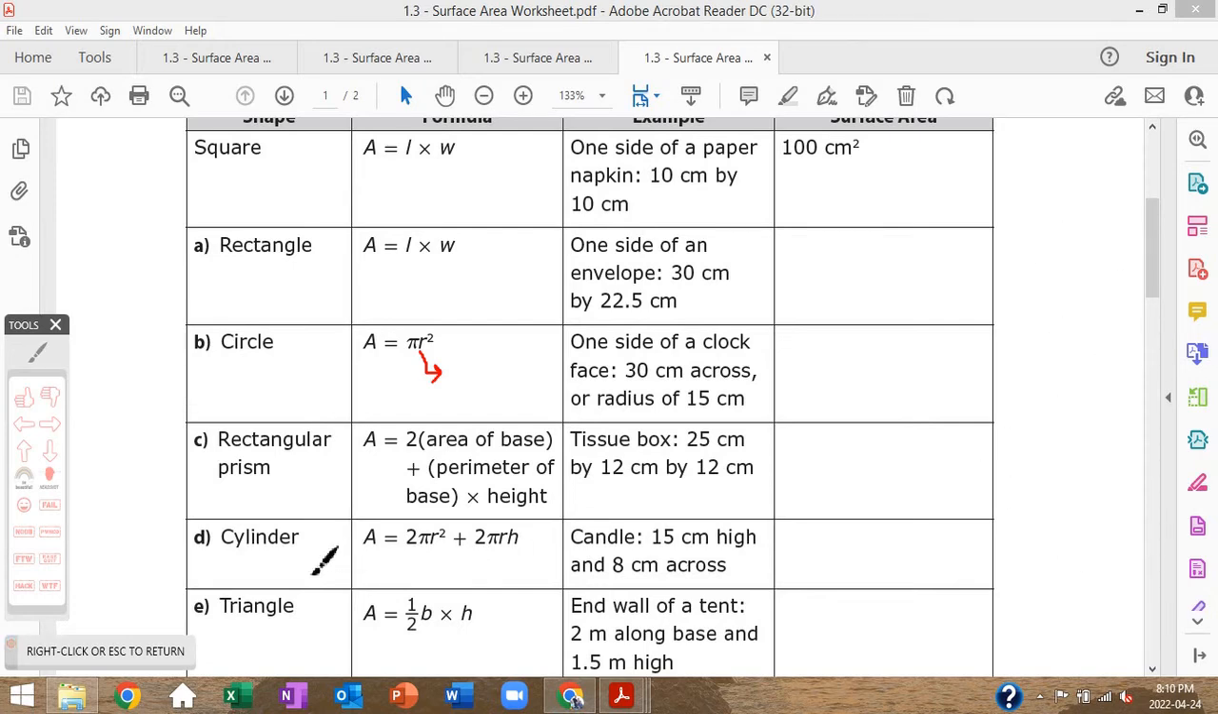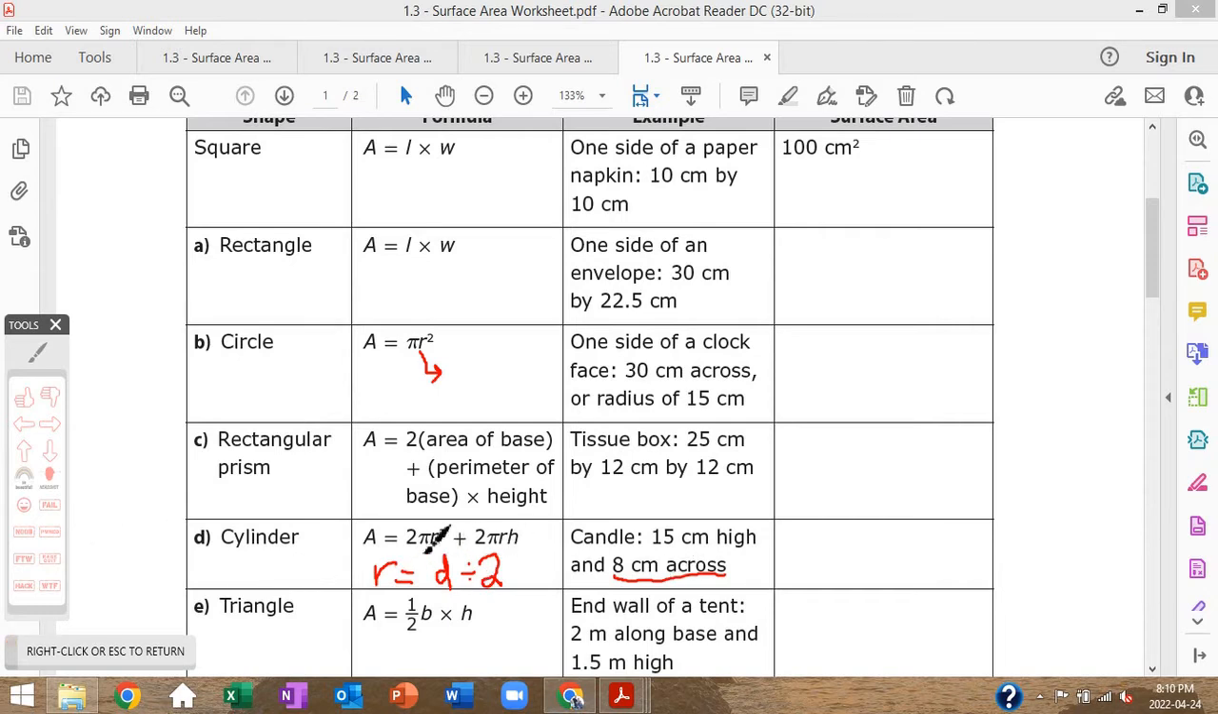Cylinder, again, here's a formula: 2 pi r squared plus 2 pi r h. R again standing for the radius, h standing for the height. So candle, 15 centimeters high and 8 centimeters across. Remember this 8 centimeters across, that is the diameter. And the diameter is the same as the radius times 2, or radius is equal to diameter, which is that 8, divided by 2. So in this case, the radius for this particular cylinder would be 4, and you'd use that in both.